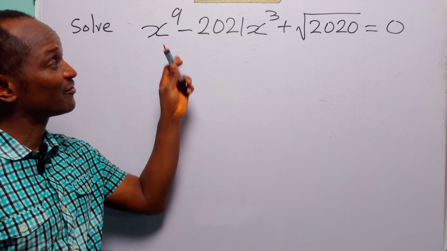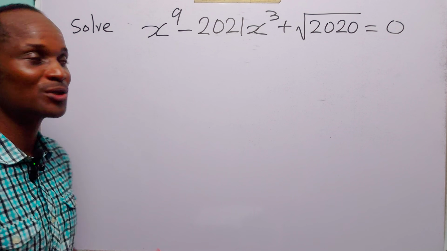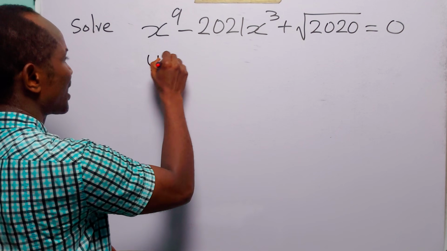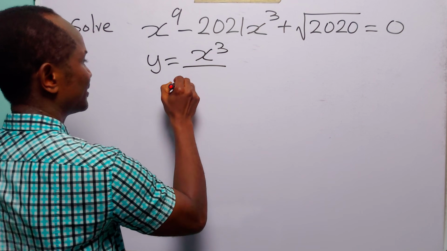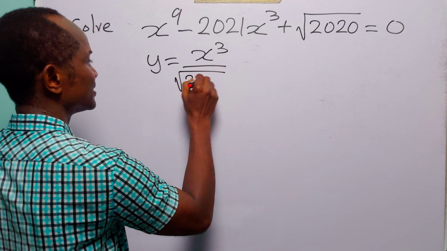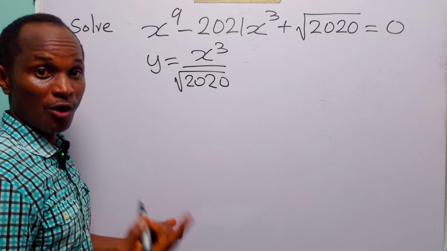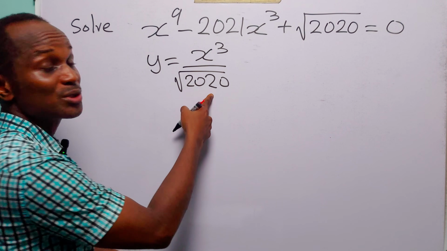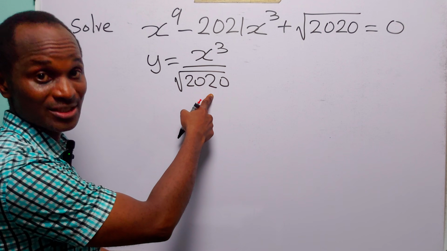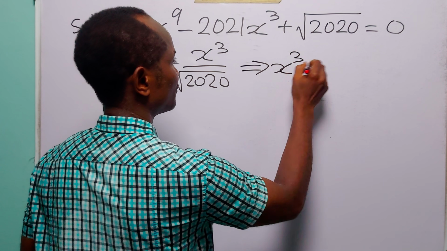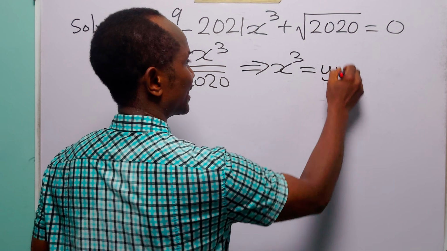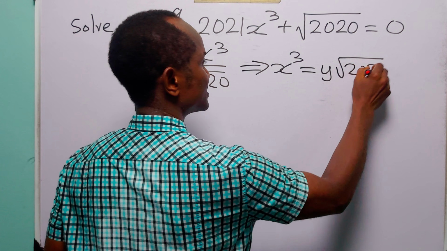Now, the trick to simplifying this equation is the simple substitution. y is equal to x cubed divided by root 20. Of course, you know that if we multiply both sides of this equation by root 20, then we have that x cubed is equal to y times root 20.